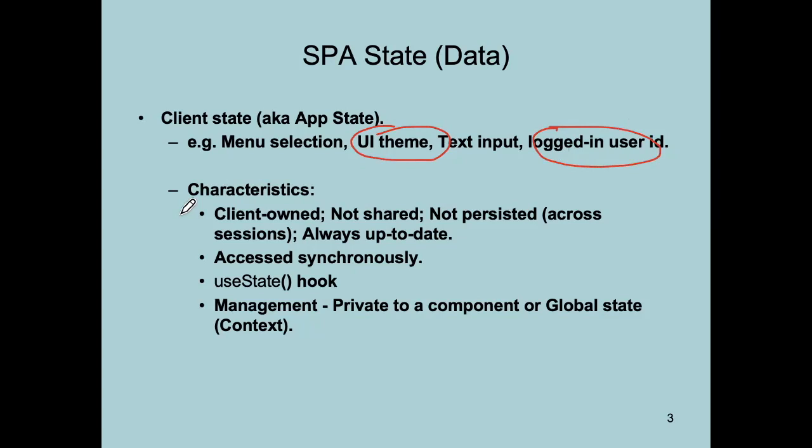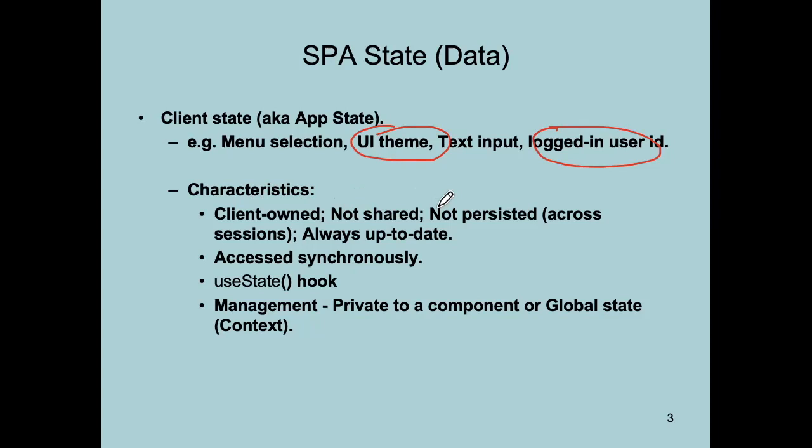So what's common about all of these examples? Number one, the client owns it. It's private to the client, and it's not shared with any other instance of the client that might be running. It's not persisted anywhere across sessions anyway. You could store it in session storage within the browser, or indeed in the browser's local storage, but you would tend to clean it out once the app had shut down within the browser. You don't persist it across user sessions. That's the kind of point I'm trying to make.